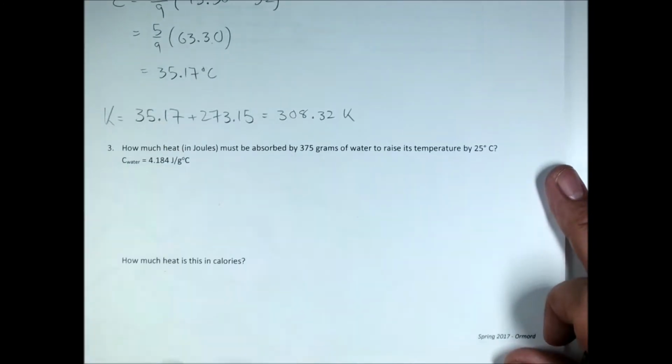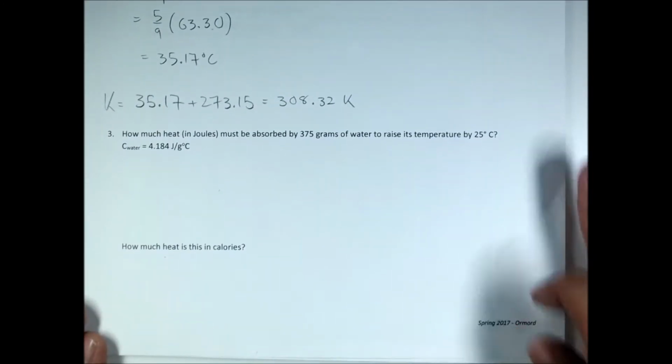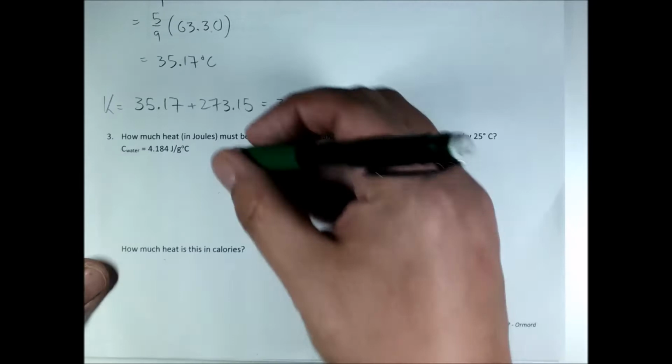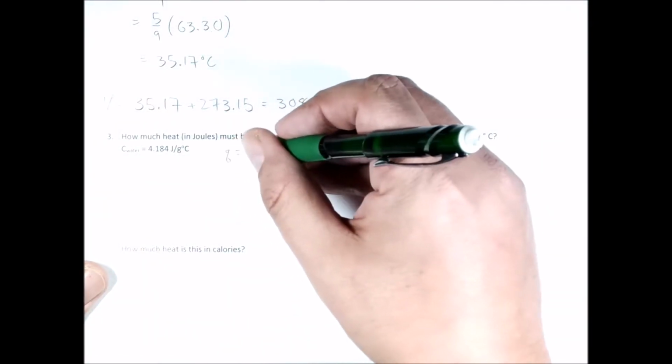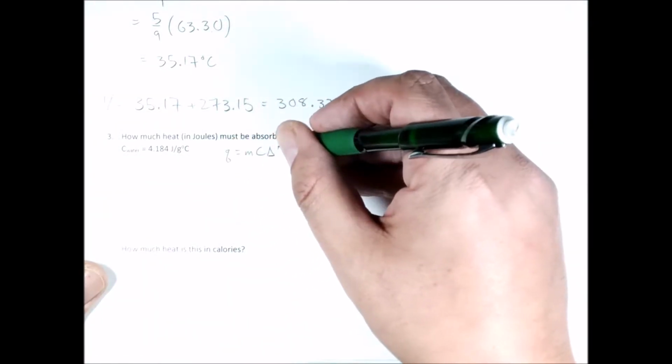Here was a heat capacity question. So the equation was Q is equal to MC delta T.